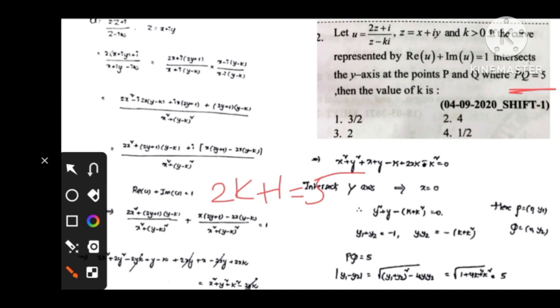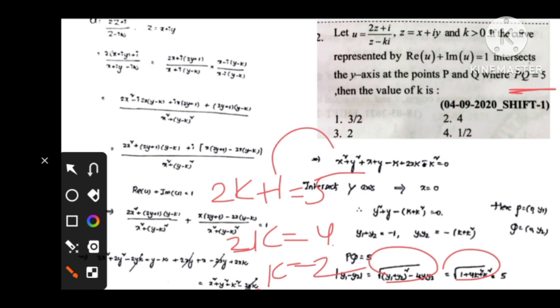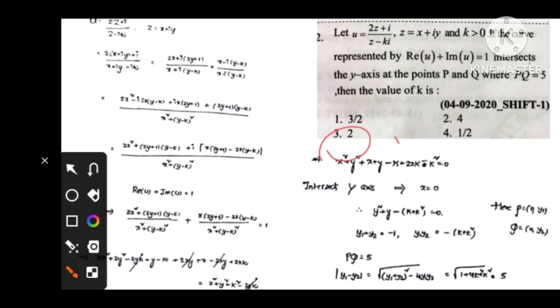After taking the simplification to this one, what you get? 2k plus 1, that is 2k is equal to 4. Then k is equal to 2. Okay, 5 minus 1 is 4. Then k is equal to 2. That's all. That is the answer. Finally, you get that the value of k is equal to 2.